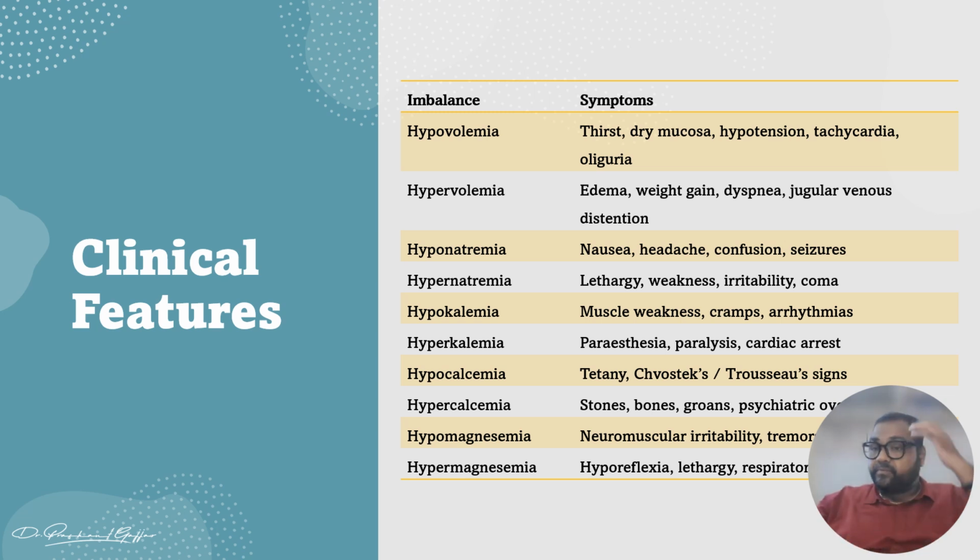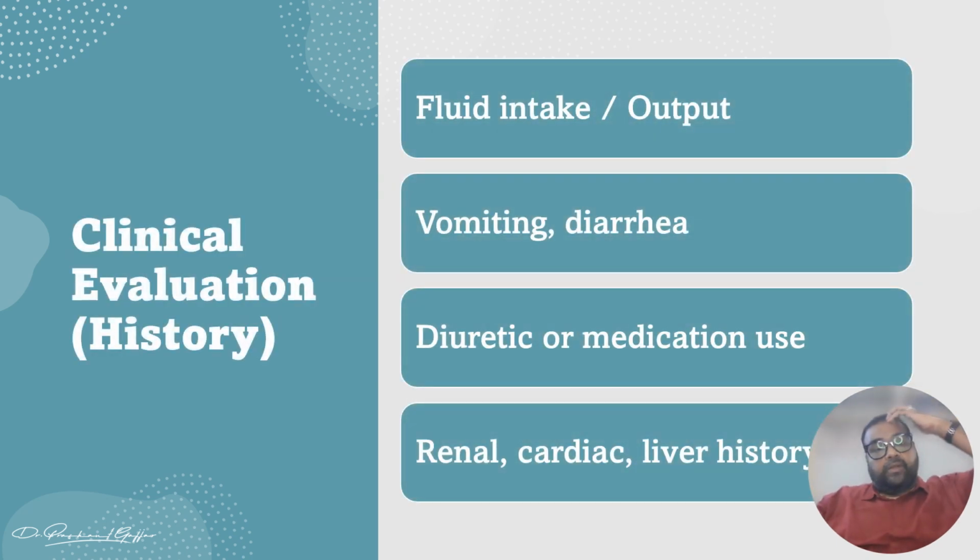Now let's see the clinical evaluation, and first we have to take the history. We have to ask about the fluid intake and output first: how much fluid you take in and how much you urinate. Is there a complaint of vomiting or diarrhea, and any use of medication or diuretics? Renal history, cardiac history, and liver history we have to check, right? And after the history taking, we move on to the physical examination.